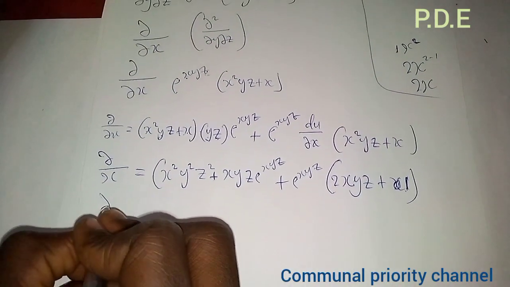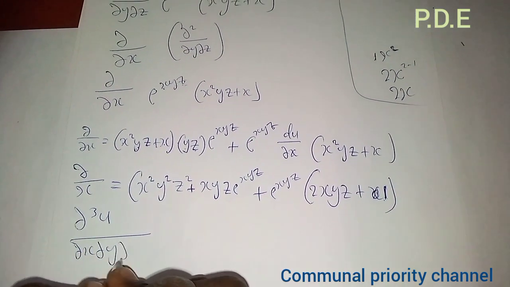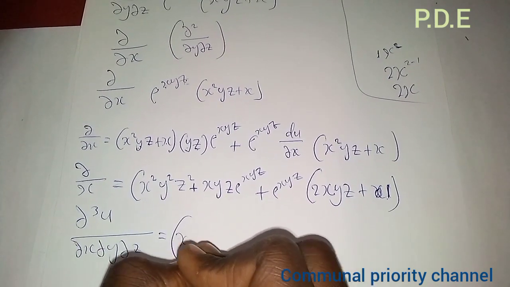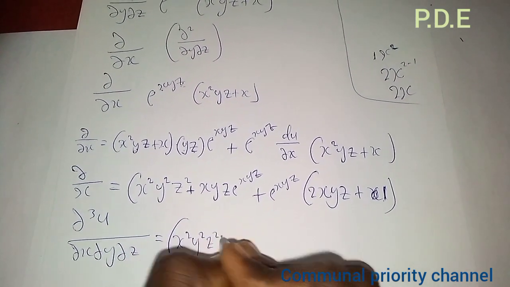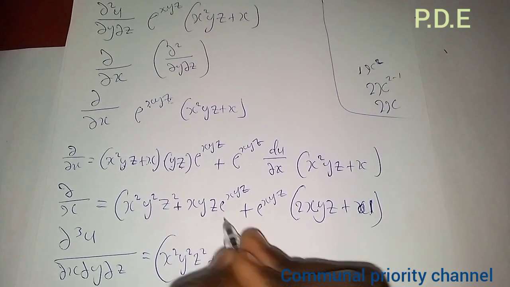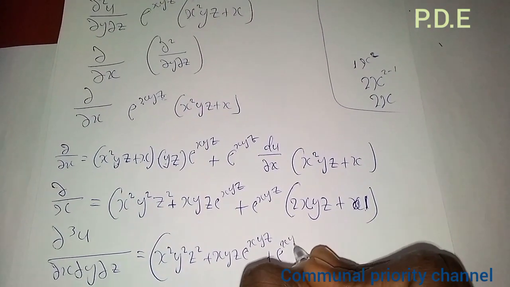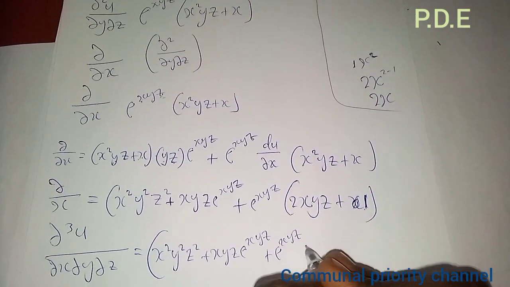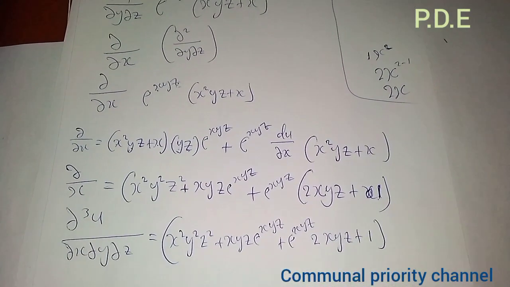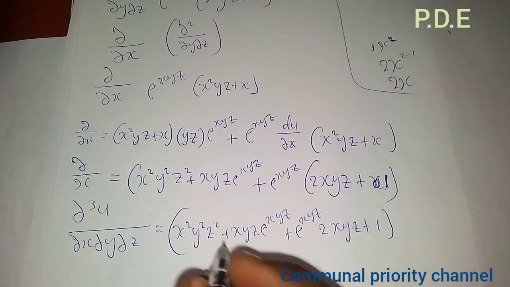So now our del cube u all over del x del y del z will be equal to what? We have our x square y square z square, right? Then plus x y z, which we have here, exponential x y z plus exponential x y z, then multiplied by this value, which is 2xyz plus 1. Okay, now by factoring the common value out, which is exponential xyz is common. You can factor it out.